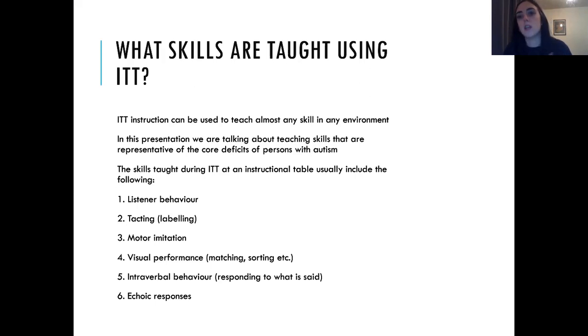Motor imitation is copying the motor movements of another person. So for example, I clap and then the pupil claps. Visual performance then can be things like matching or sorting. Interverbal behavior is responding to what another person says.